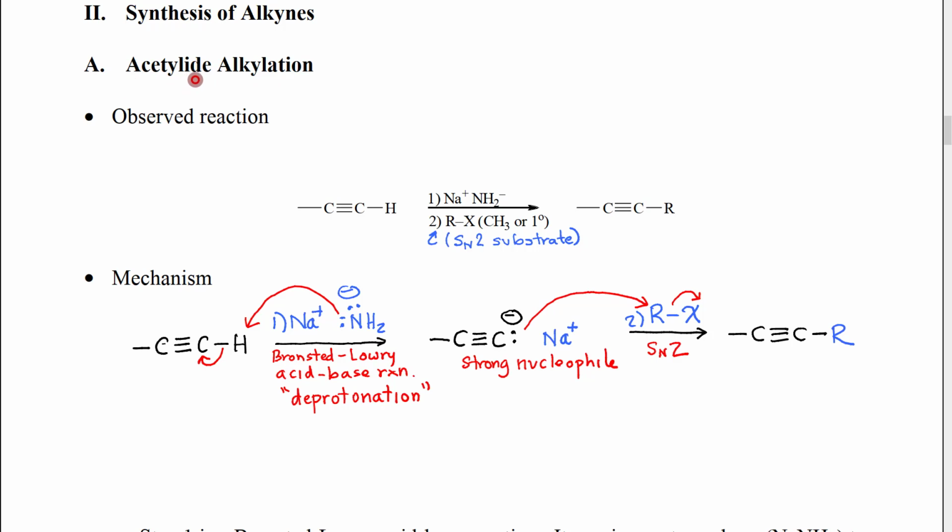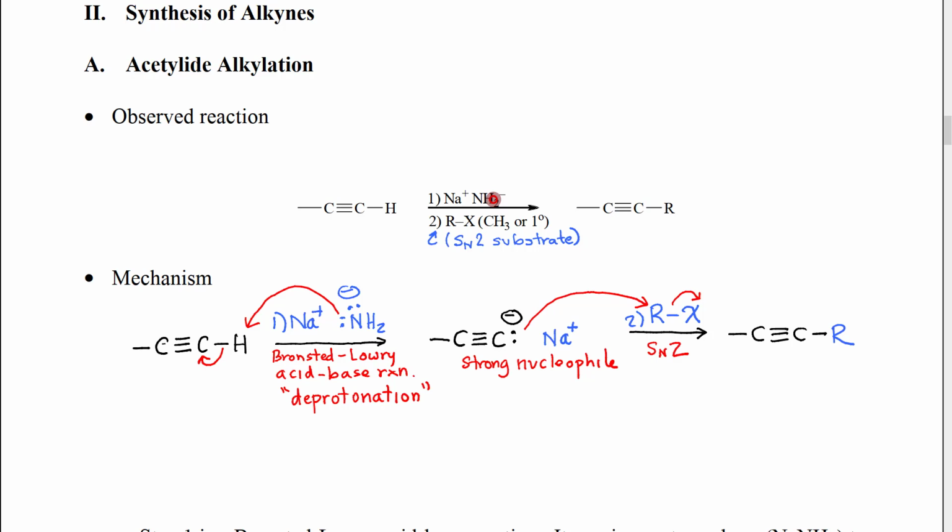Acetylide is the name for that negative ion. Alkylation means to add a carbon group to that. Our observed reaction looks like this. We start with a terminal alkyne. It must be a terminal alkyne. We treat it with sodium amide, as discussed above.